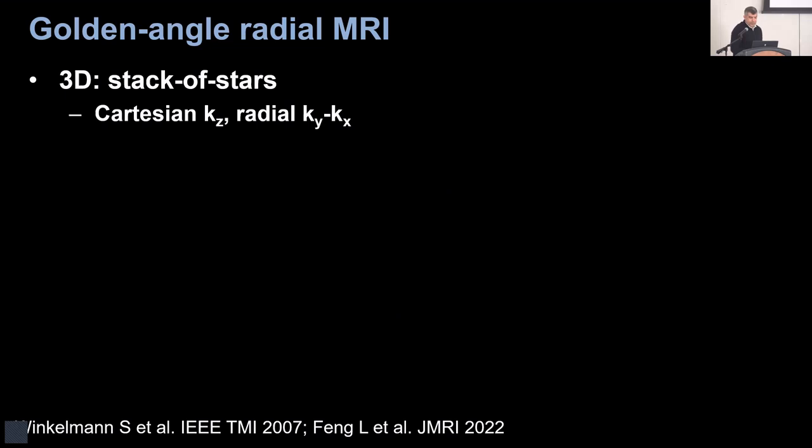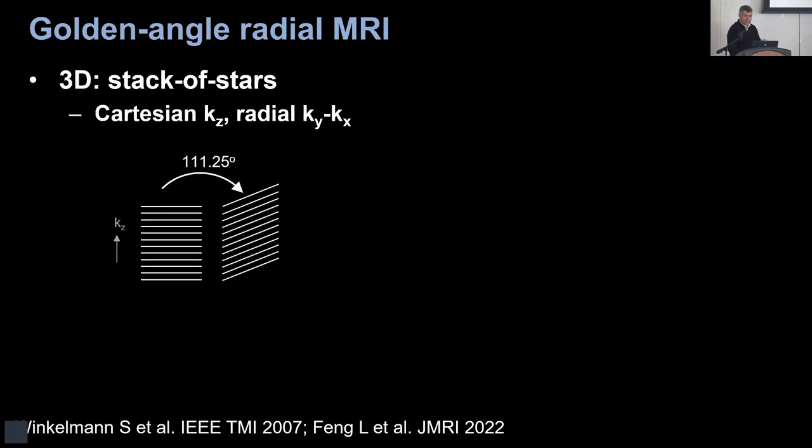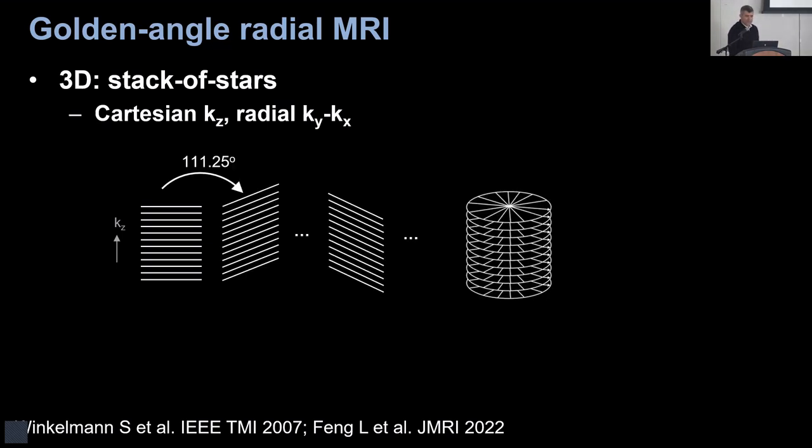Now if we move to 3D, since we need to get some volumetric information, what we usually do is use a stack of stars, where the kz dimension is Cartesian, and then ky and kx are radial. We select the first angle, go through the kz dimension, then a golden angle rotation gives us the second angle, and so on and so forth, and then we get our stack of stars.